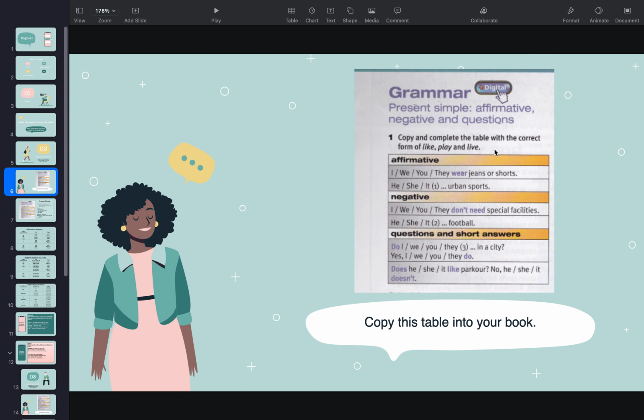First part, copy this table. Kamu akan buka buku teks dan nampak bahagian ni. Kamu salin dulu table ni. Okay, again you can pause this video for a while if you need to. Kamu boleh pause dulu video ni kalau perlu. Salin ni. Salin dari atas ni, grammar, present simple, affirmative, negative and questions. Number 1, salin ni, lepas tu salin kat bawah ni.